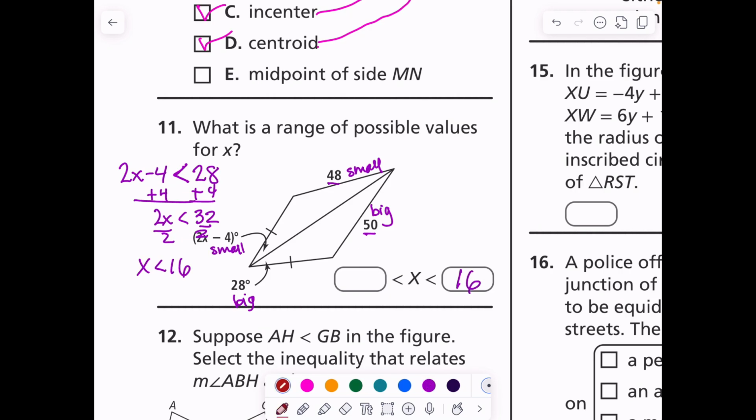The other one is we definitely don't want this to be negative. So we want 2x minus 4 to be greater than 0. Then we add 4 again, so 2x is greater than 4, divide by 2, and now x would be greater than 2, which goes right here.